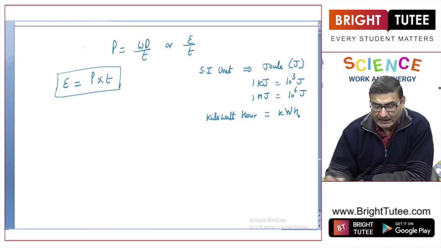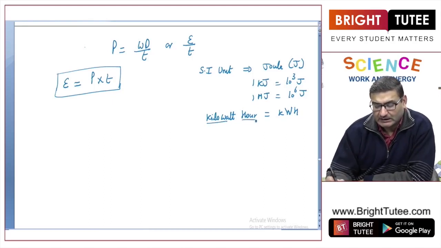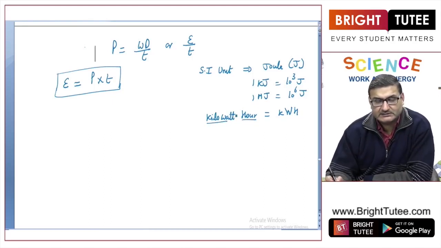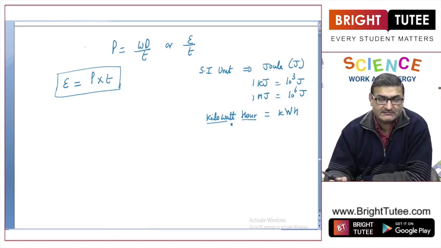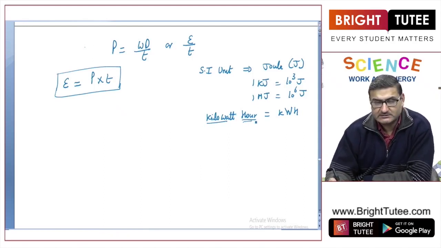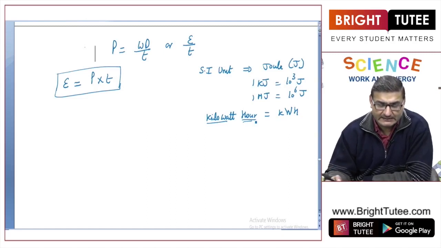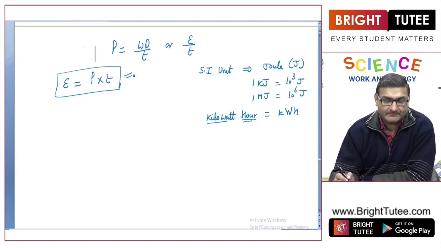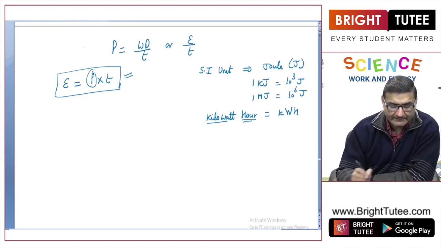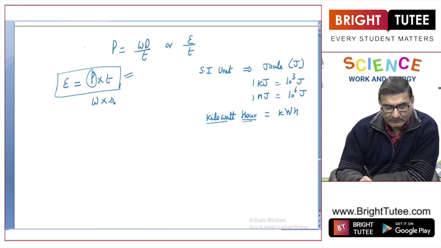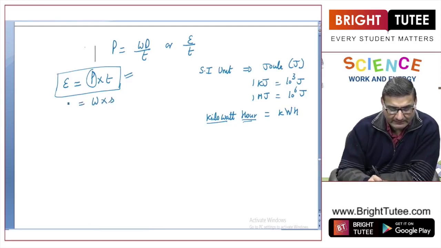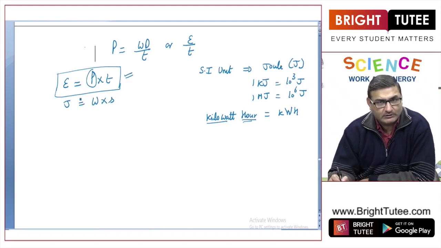Now, when some people listen to this kilowatt hour, they say, sir, kilowatt seems like power, and hour is the unit of time. How could it possibly be a unit of energy? Just try to relate this formula. The SI unit of power was watt, multiplied by time in seconds. So we have concluded the SI unit of energy to be joule.